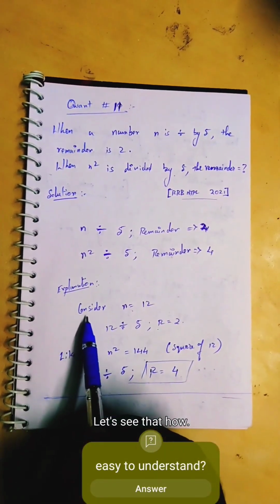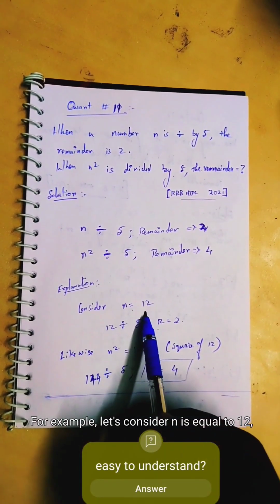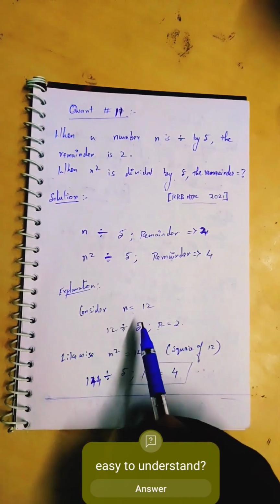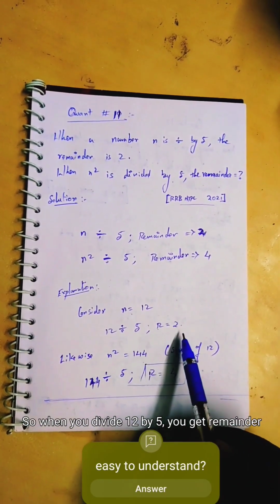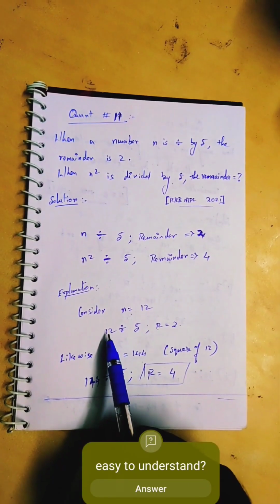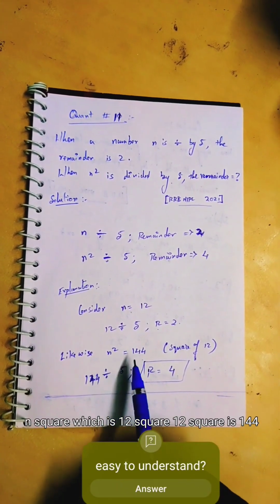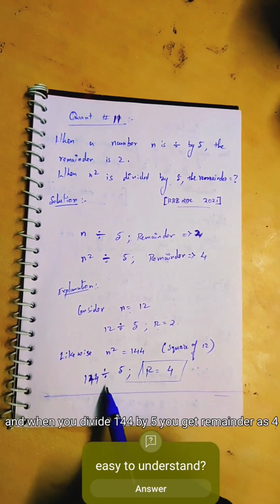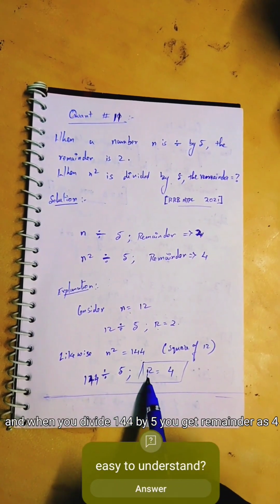Let's see how. For example, let's consider n is equal to 12. When you divide 12 by 5, you get remainder 2. Likewise, n square, which is 12 square, is 144. And when you divide 144 by 5, you get remainder 4.